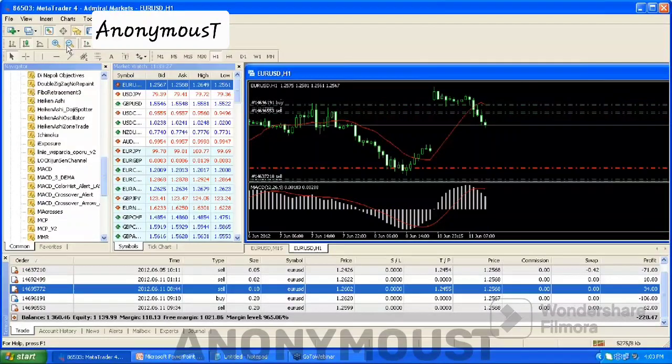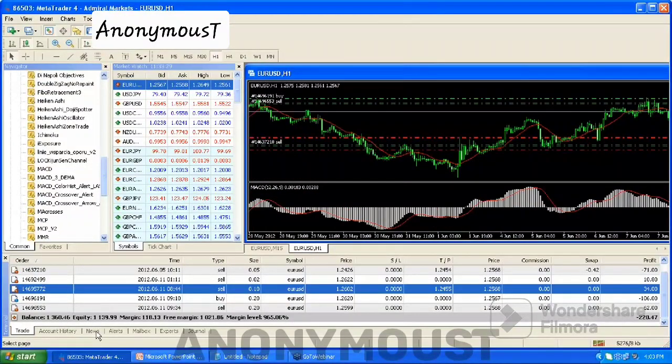Now let me zoom out a little. See, as we spoke about, here it makes a new high, new high, new high. This is the first high. Then it makes a new high here, again a new high here.